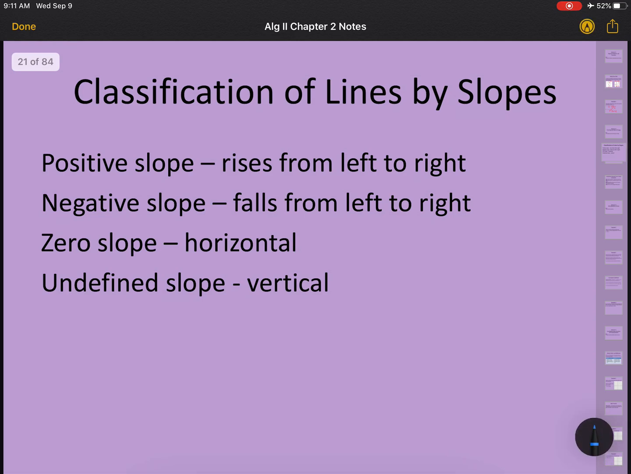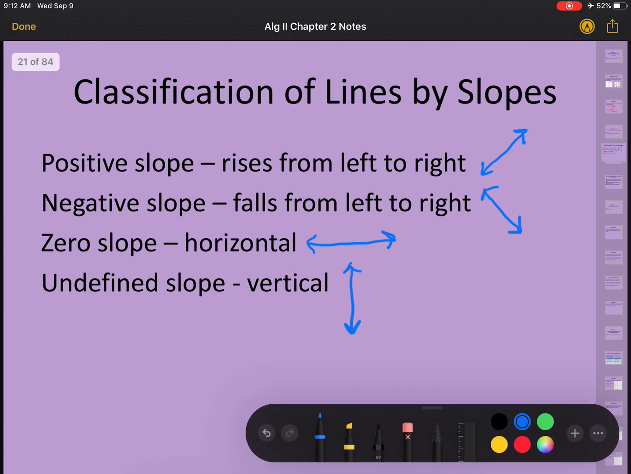So I have 4 different kinds of slope. Positive slope rises from left to right. So here as a little sketch, well, it's going up from left to right. Negative slope falls from left to right. Okay, so it's going down. Zero slope is horizontal. It's a horizontal line. And then undefined slope is a vertical line. Okay, so here there are 4 different kinds of slope.